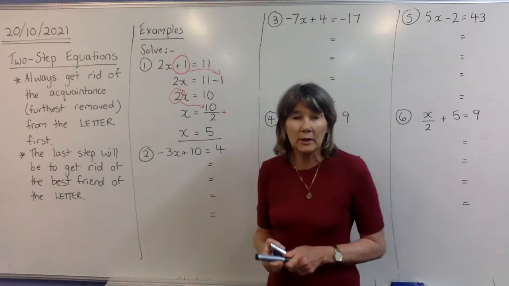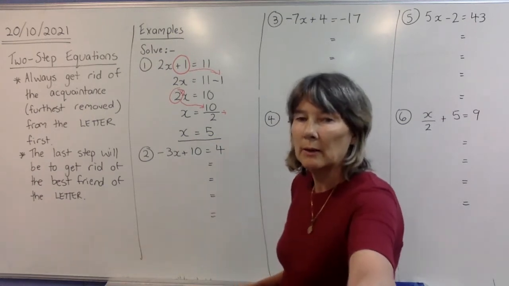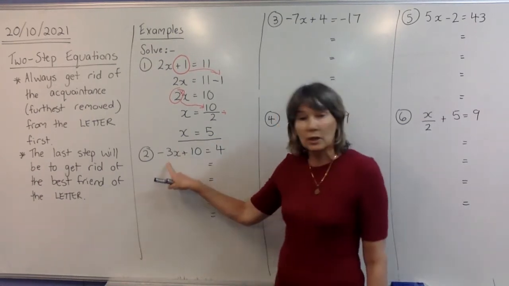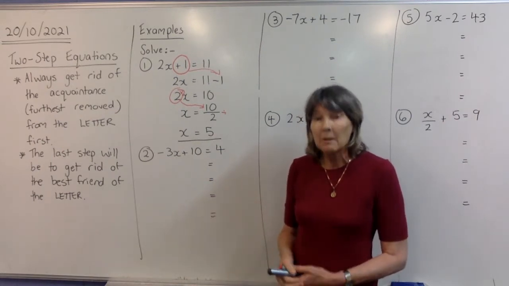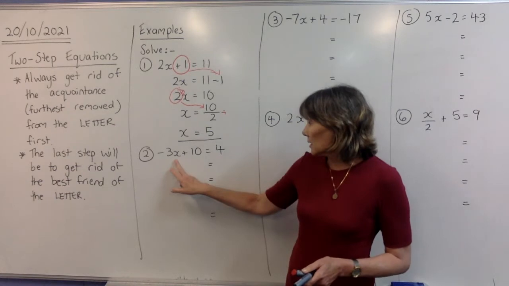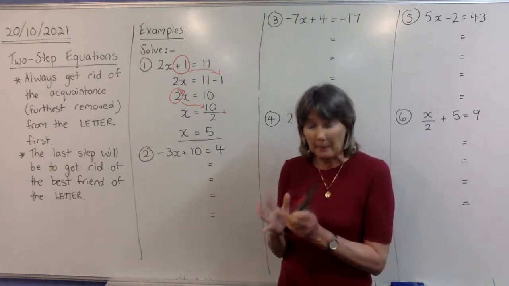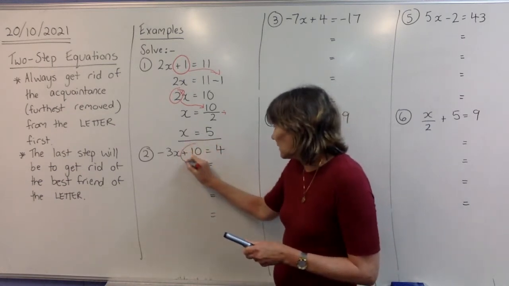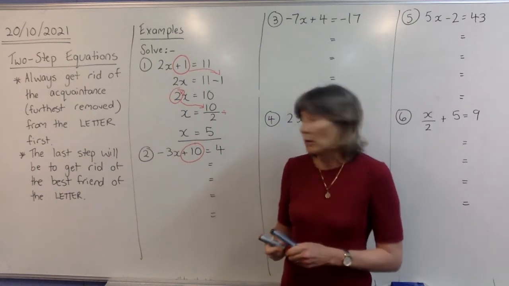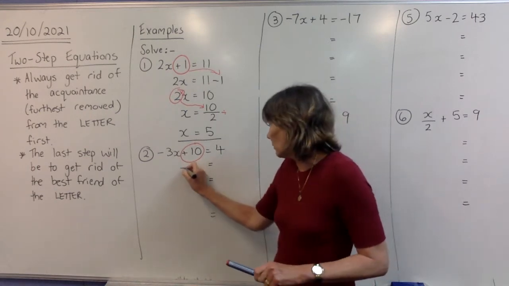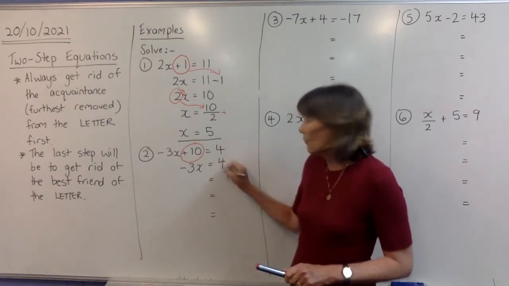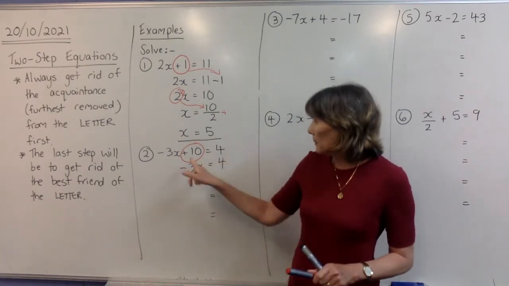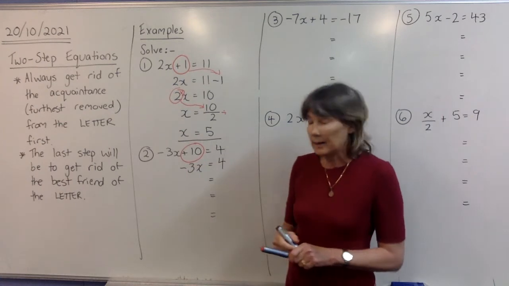All right, so let's look at the next one. In this next one, we're going to be getting rid of the minus 3 and the plus 10 so that x can be by itself. The best friend of x is the minus 3. It's attached to him. So we're going to get rid of the plus 10 first. If we do that, we'll be left with minus 3x on the left-hand side. Over here on the right, we've got 4. Now we're doing the opposite of plus 10, which is minus 10.